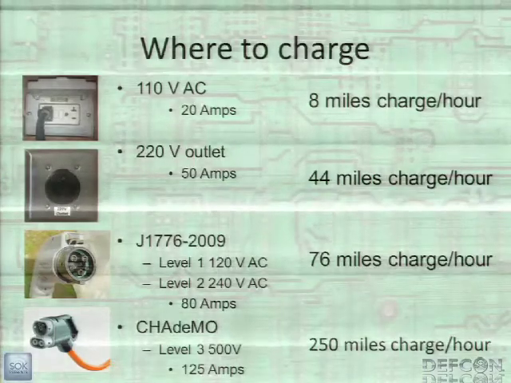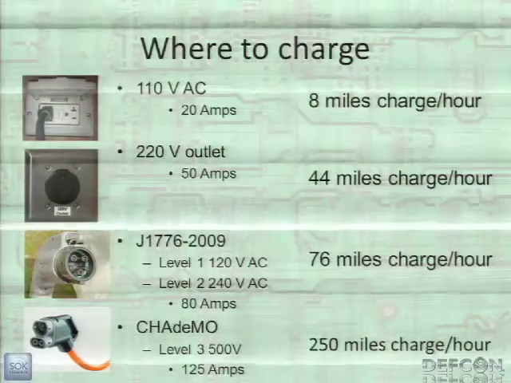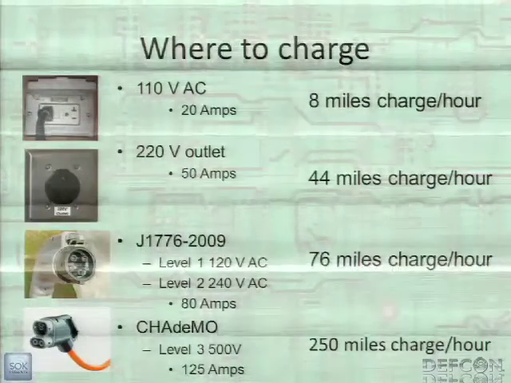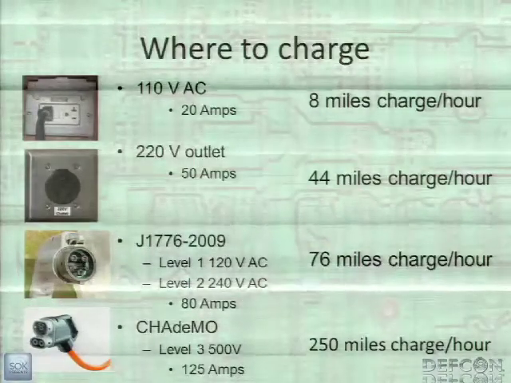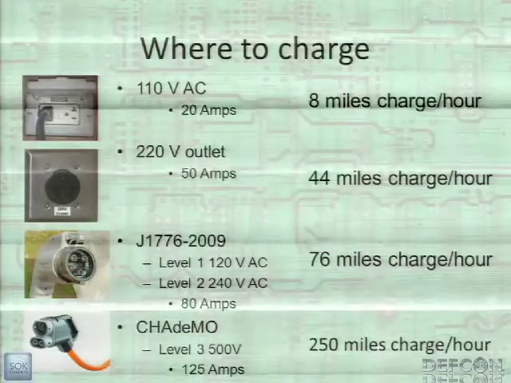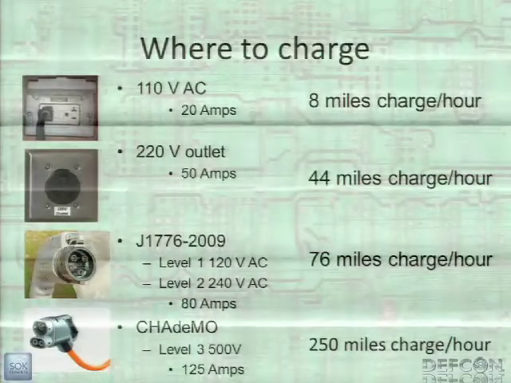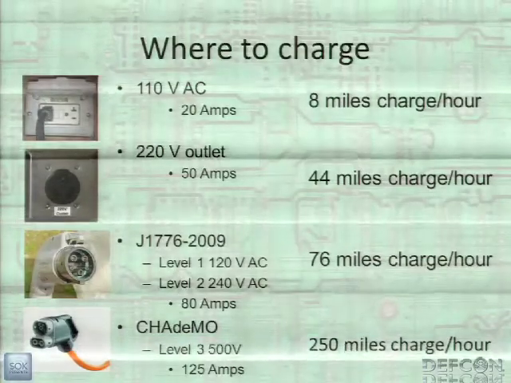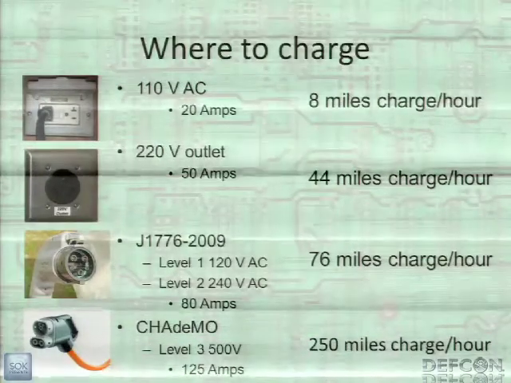If you want to do public charging, you're going to need an adapter. So no one's decided on an official standard. The US uses the J1776, but there's still some arguments over how to do that. Obviously, you can get a lot more power out of these, up to 76 miles of charge per hour.